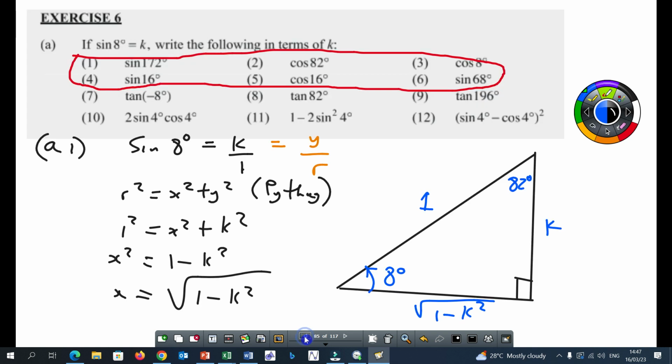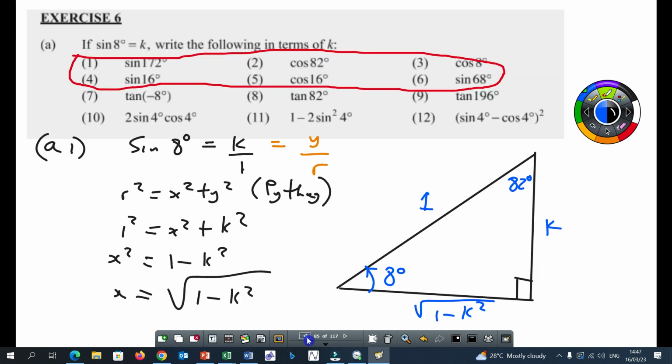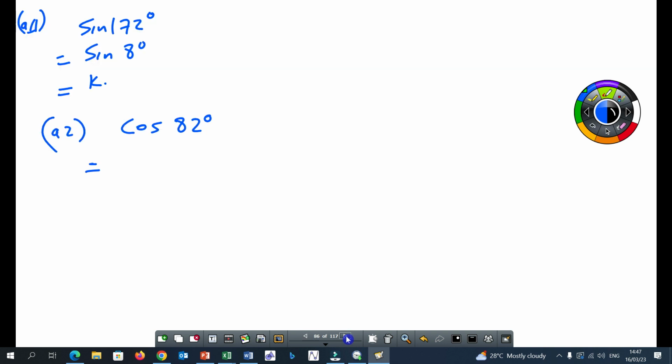Then A2, you need cos 82 degrees. Since on the diagram I've got cos 82, I'll just use that value. So we have our reference angle 82. This is the opposite side, that's the adjacent side. Since it is cos, cos will be adjacent over hypotenuse. So it will be k over 1. Sorry, can you pay attention? So this will be equal to k over 1, which is k.